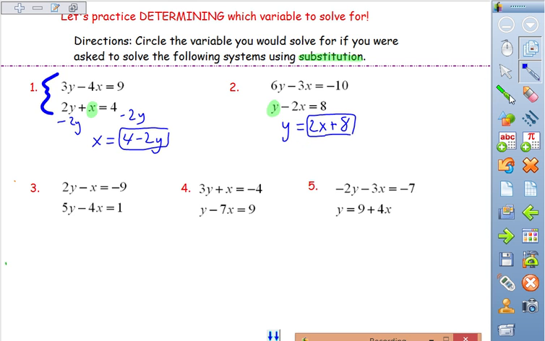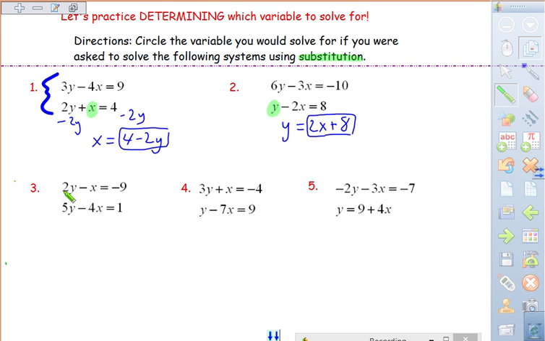So the trick is looking to see where the coefficients are. Because there isn't a coefficient here, this one's going to be easier. There isn't a coefficient here, this one's going to be easier. And then in number 5, this is already solved for y. So that's going to be the box that you would plug in up on top. And we'll talk more about this when I get back.